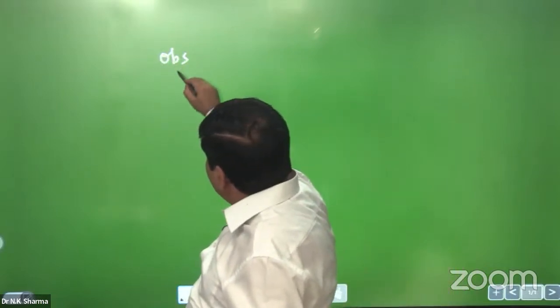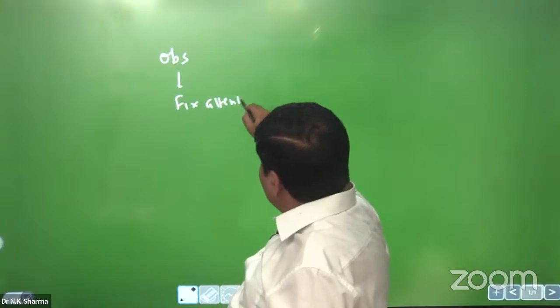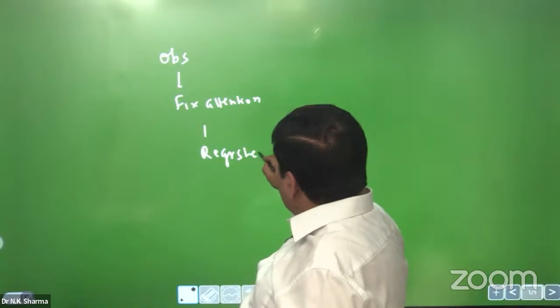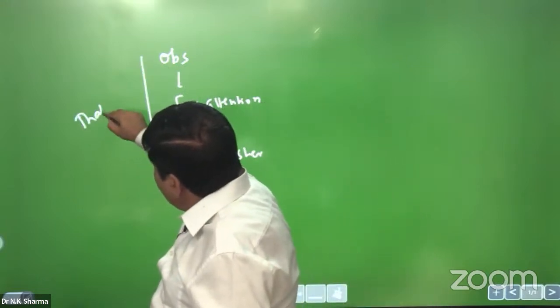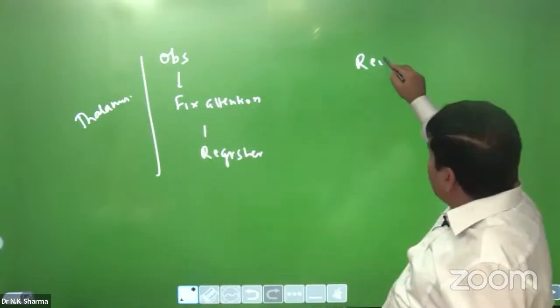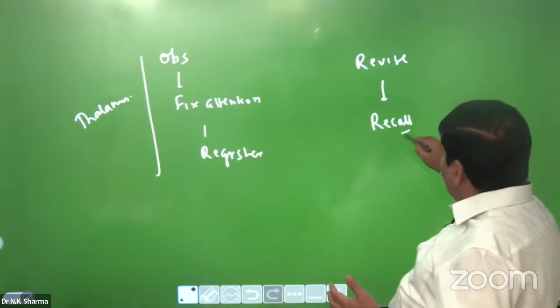First you observe something, then you fix attention, and then you register in the brain. So this is what is called as the short-term memory, and this is the function of a part of your brain which is called as thalamus. And then you go home, you revise, and later on a particular date, you do what is known as recall.